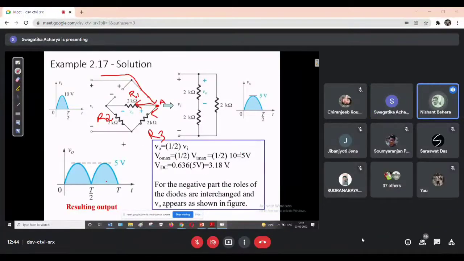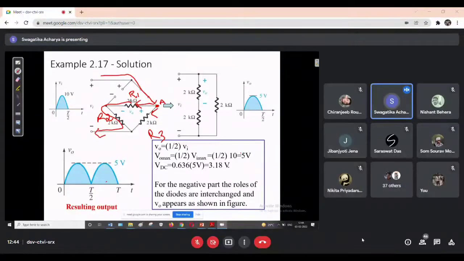Ma'am, R1 and R2 are in series. Correct. This is the node A. From node A, the current is flowing in R1, then it will come and flow in this path, right? So the same current will flow through R1 and R2. So you can say R1 and R2 are in series.